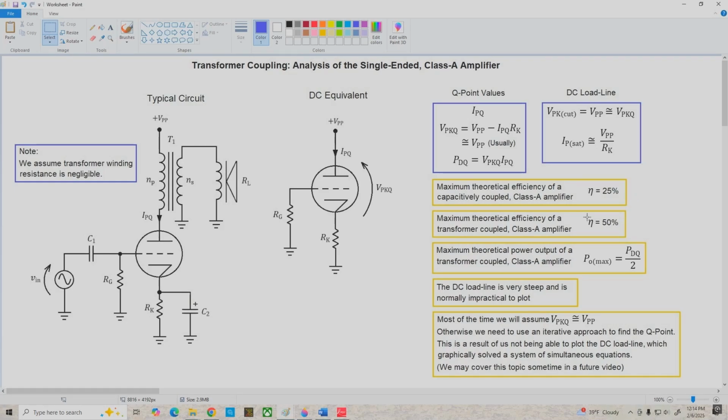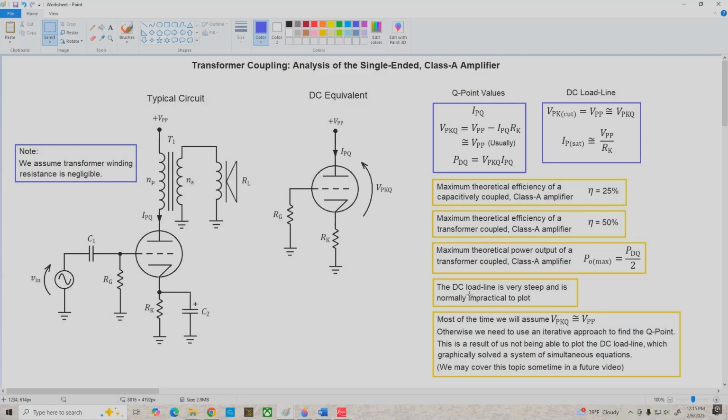Of course, the trade-off is that coupling transformers in power amplifiers tend to be large, heavy, and expensive, but they're a necessity here, so it's just something we have to live with. Now, the maximum theoretical power output from a transformer-coupled Class A single-ended amplifier is PDQ over 2. So if this tube was dissipating 10 watts at the Q point, the maximum theoretical power we could get to our load here is 5 watts. That's because the amplifier is 50% efficient. Now, in practice, we're always going to be somewhat less than 50% efficient, but we'll shoot for that.